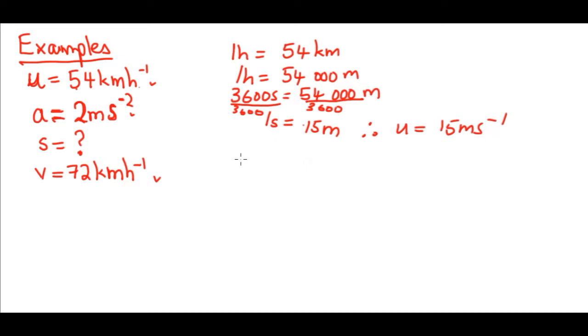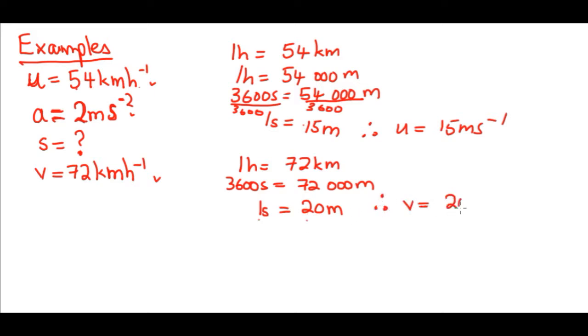Same applies for my V. My V is saying in 1 hour I'm moving 72 kilometers. Therefore in 3,600 seconds I am moving 72,000 meters. But what about in 1 second? I divide by 3,600 on the left hand side, and I also have to do it on the right hand side. And you see that this becomes 20 meters when you divide both sides by 3,600. So in 1 second, I'm actually moving 20 meters. Therefore, my V is equal to 20 meters per second. That's what it means.